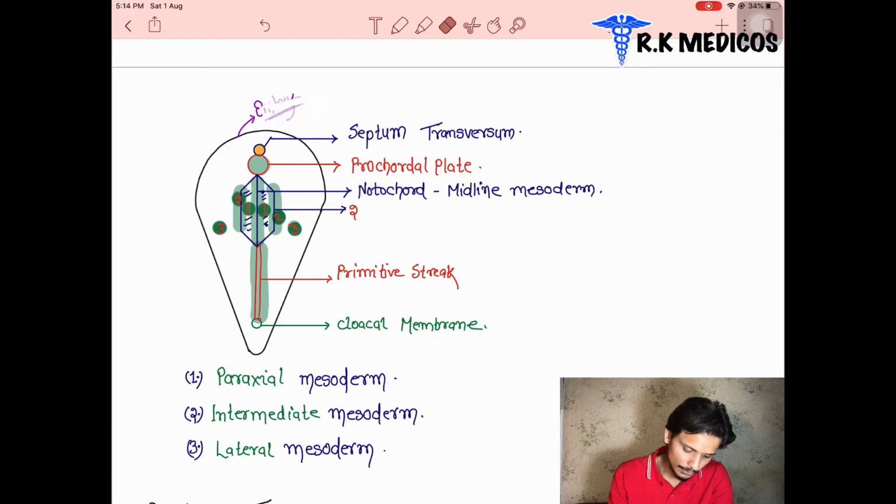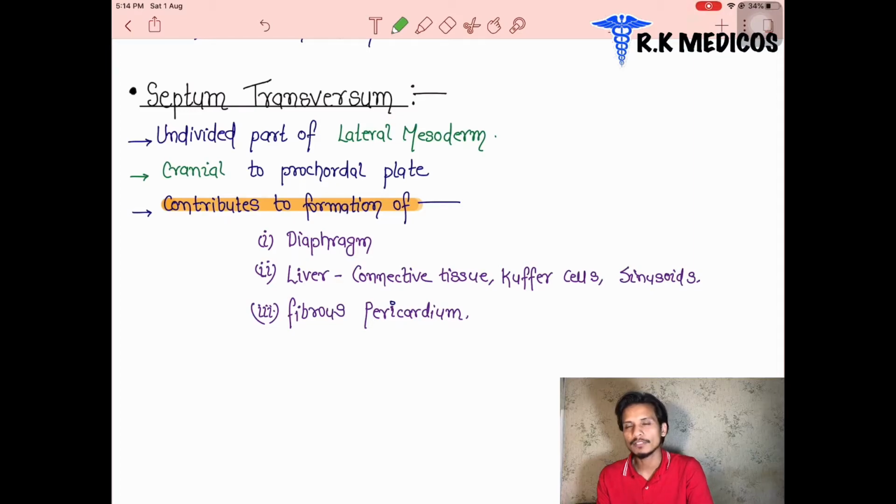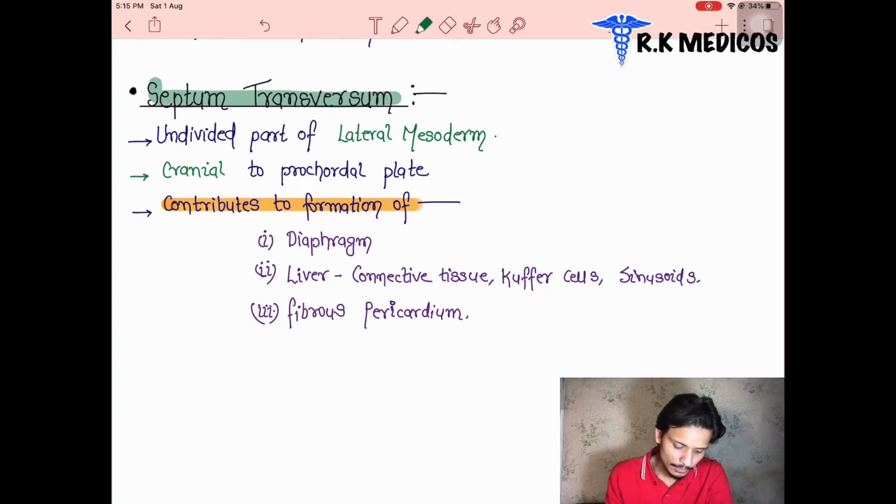This is the embryo here. We discuss everything in the embryo. Now the septum transversum is going to give some components or some structures in our body. What are the structures that are forming from the septum transversum? We are going to look at it. The septum transversum is the structure which is the undivided part of the lateral mesoderm. This is the part we see here.